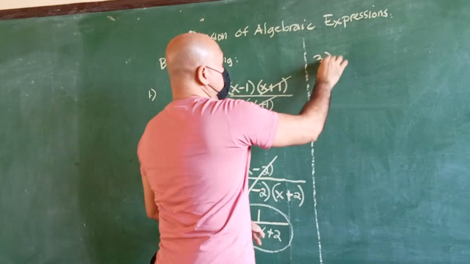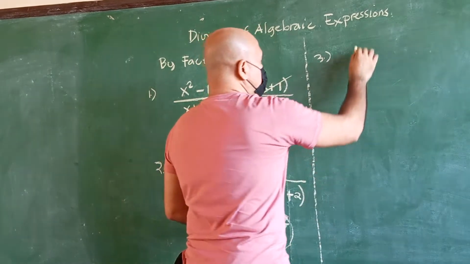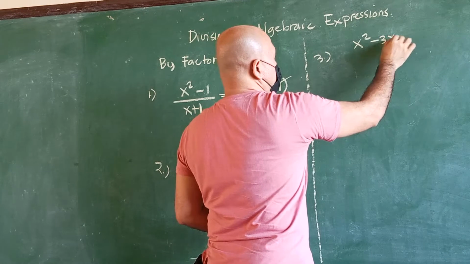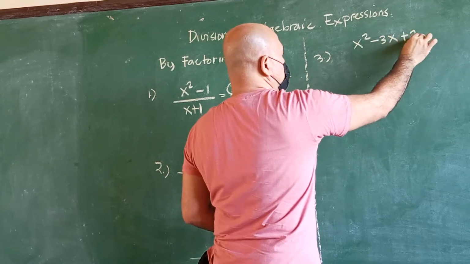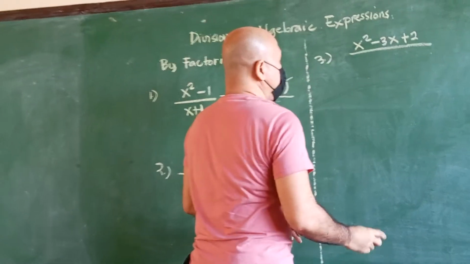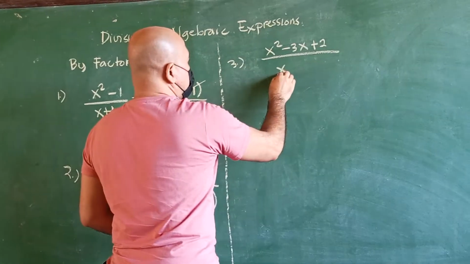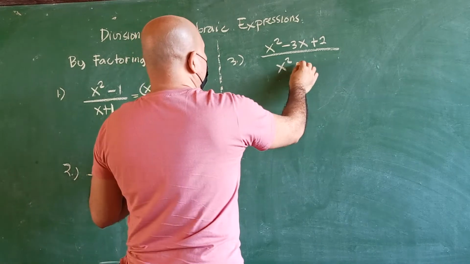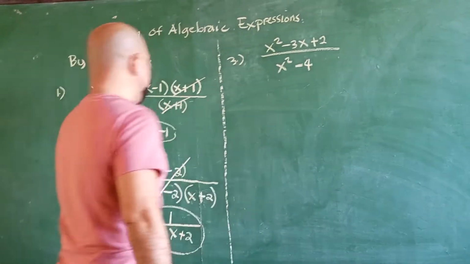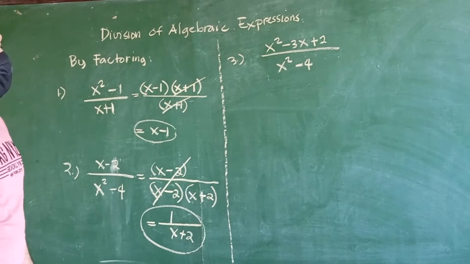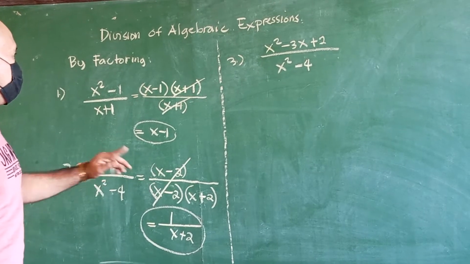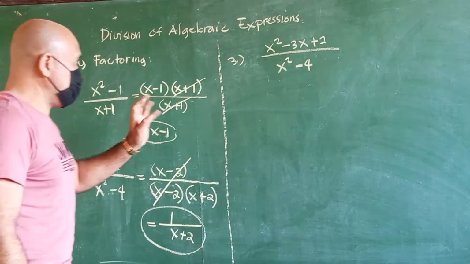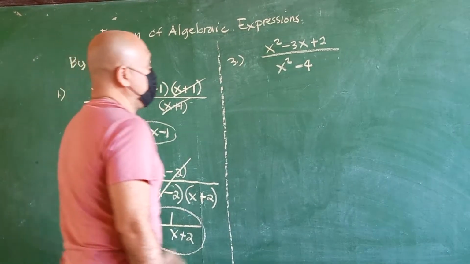And for the third example, perhaps we will have this one: x squared minus 3x plus 2, and then you will have here x squared minus 4. Okay, x squared minus 4. This time, for number 2 and number 3, they have the same divisors, but they differ in the numerator.